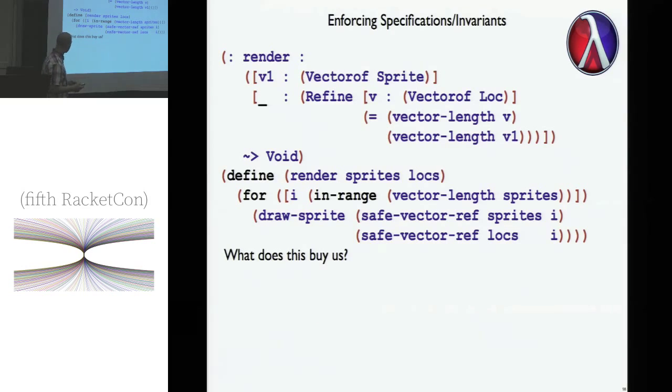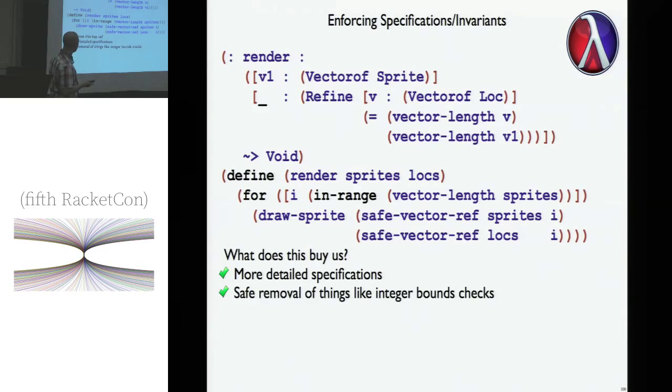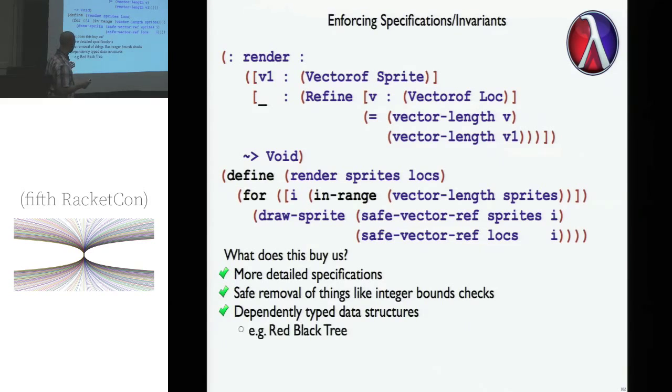And then what does this buy us? Well, as we saw, we get more detailed specifications. We can safely remove things like integer bounds checks if we wish. And you can use these same tools for expressiveness. People have shown how to make red-black trees where those static invariants about the data structures can all be expressed with the tools that we have, integer relations and things, so you can use those as well to make a dependently typed red-black tree.